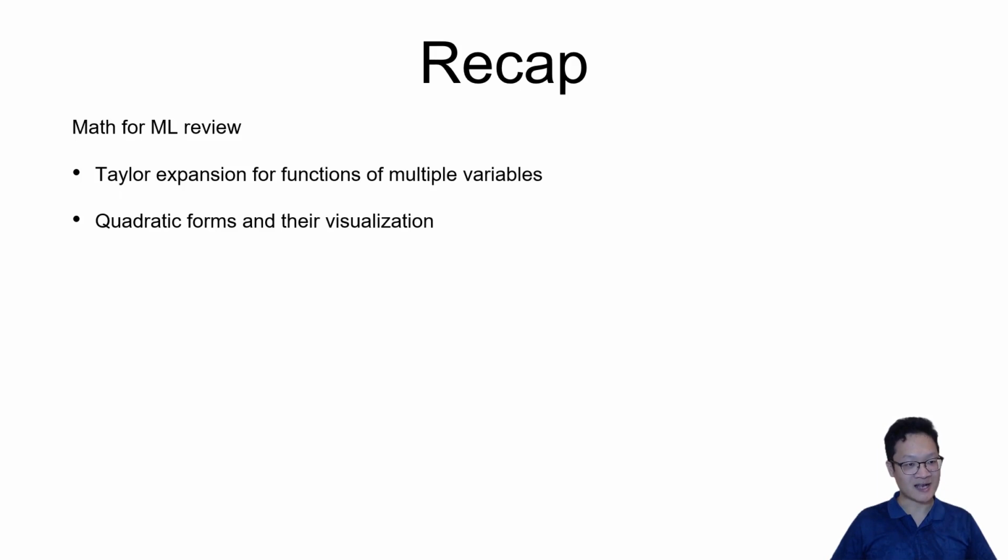So in the last lecture we covered Taylor expansion for functions of multiple variables. I think most of you are probably familiar with Taylor expansion for one variable, but in this class we're going to be mostly using multiple variables. We also talked about quadratic forms and visualized some examples. And then lastly, at the end, we did a review of the previous concepts. So today we're going to begin with quadratic forms again.